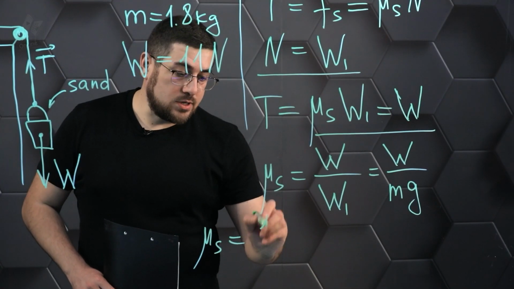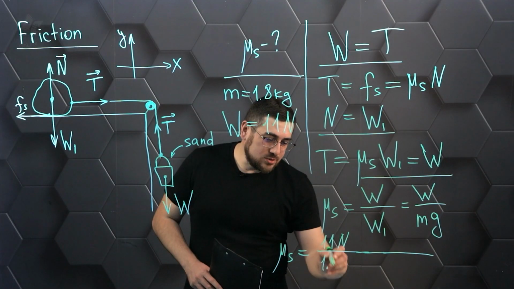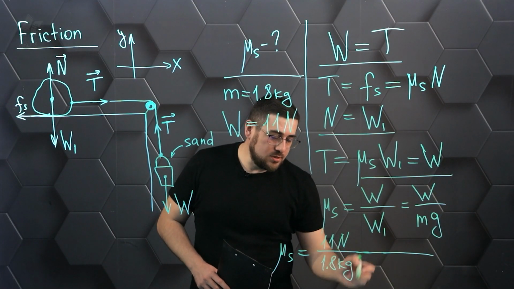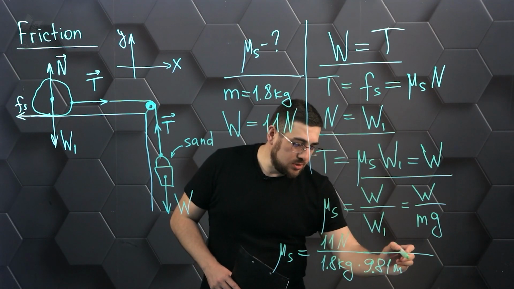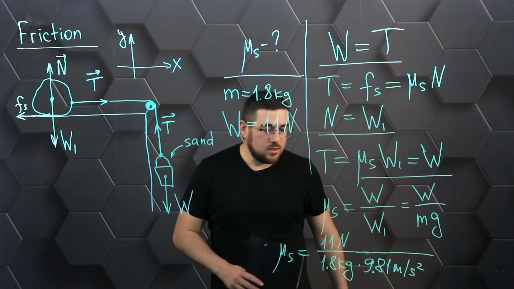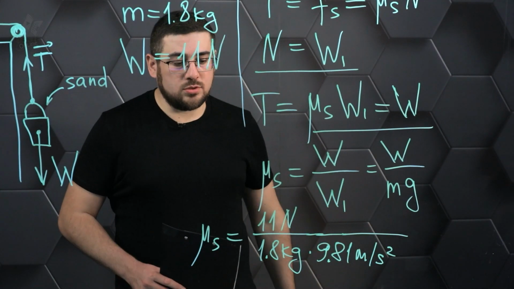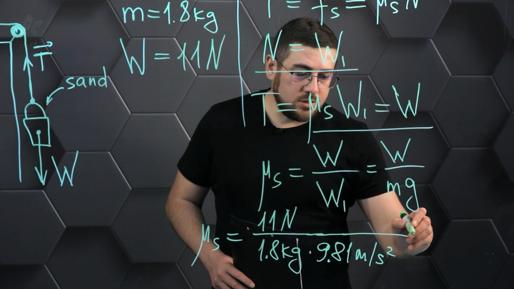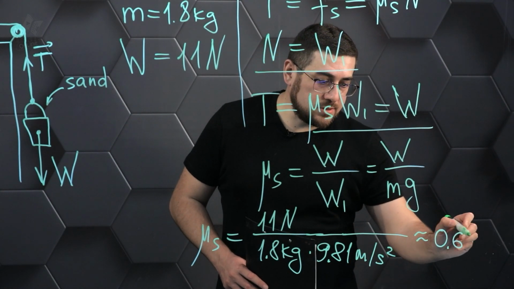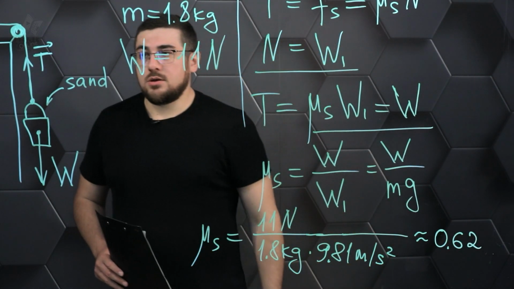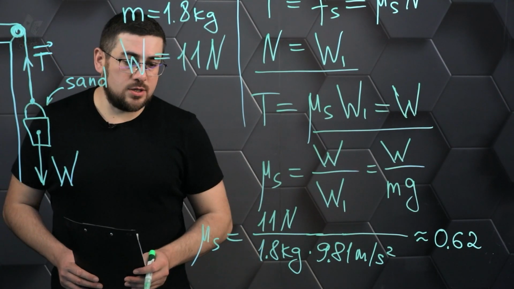So the weight of the bucket is 11 newtons. The mass of the lantern is 1.80 kilograms and the acceleration of free fall is 9.81 meters per second squared. Kilogram times meter per second squared is a newton, and on top is also a newton. Of course these units cancel and we get a dimensionless quantity. The answer is roughly 0.62, which is quite a normal value for the coefficient of static friction.